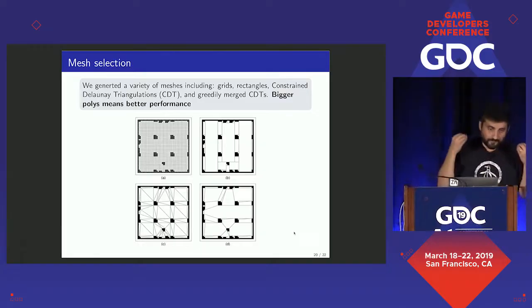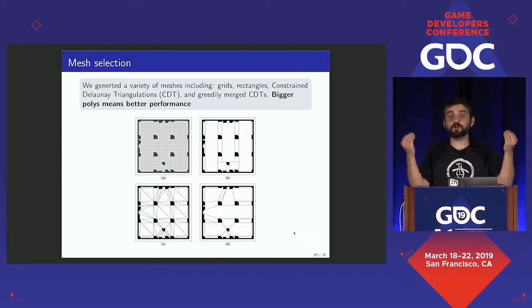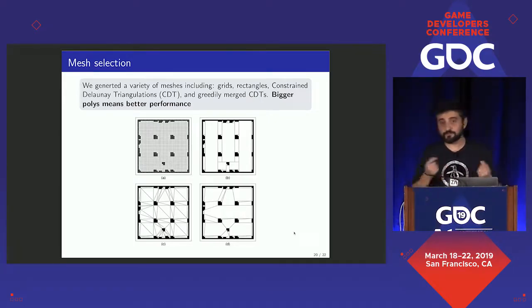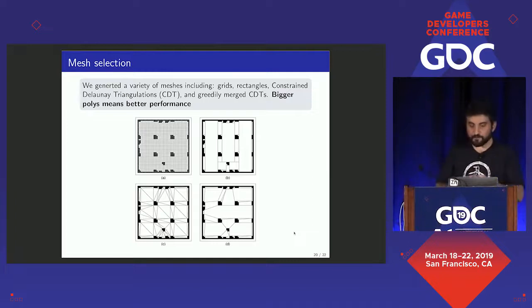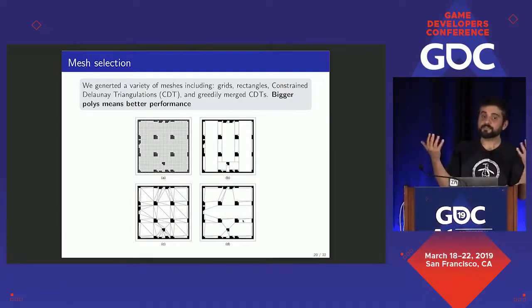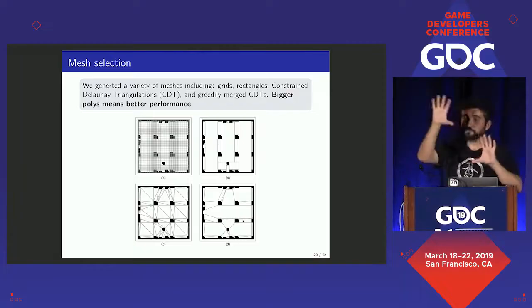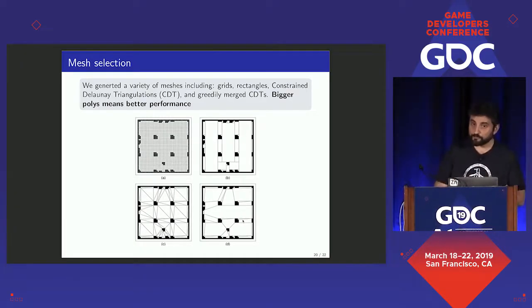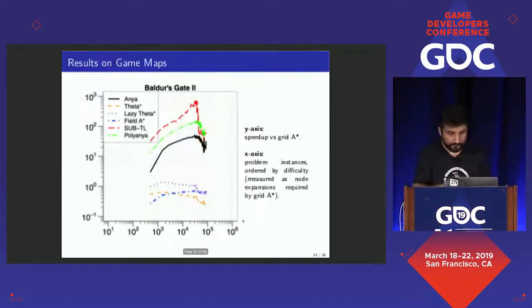So the main takeaway, the main lesson that we learned from trying out these different mesh types, is that bigger polygons lead to faster search. So searching on something like the original grid is not very worthwhile. But if you can generate these lovely big polygons, particularly, as is the case for these merged triangulations, if they can be big and they have low branching factor, so there's not too many neighbors, the search performs remarkably well. And so the results I'll show you are using these merged constrained Delaunay triangulation meshes.